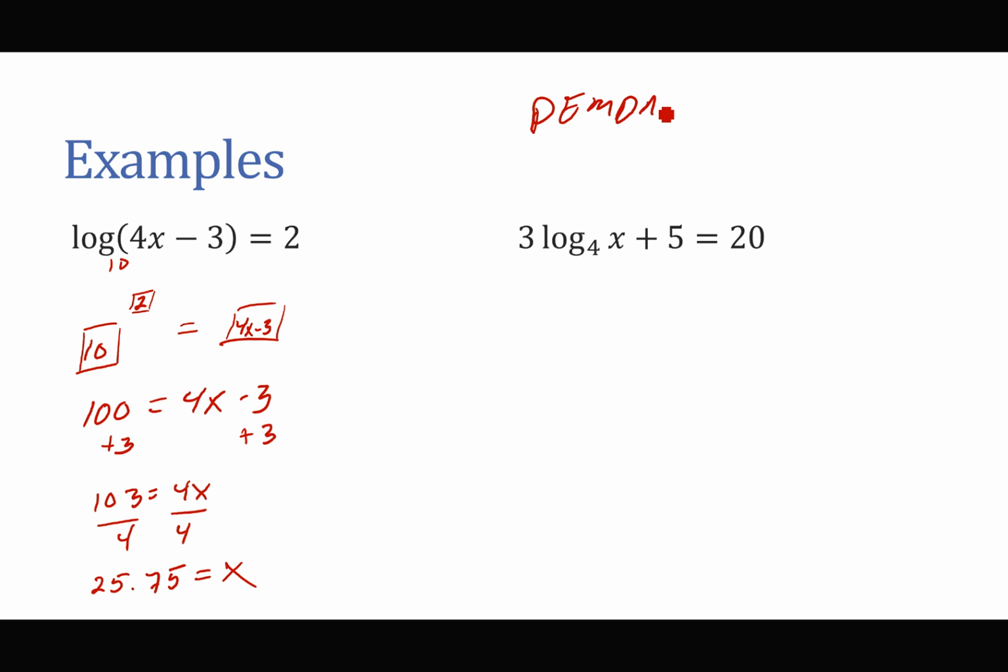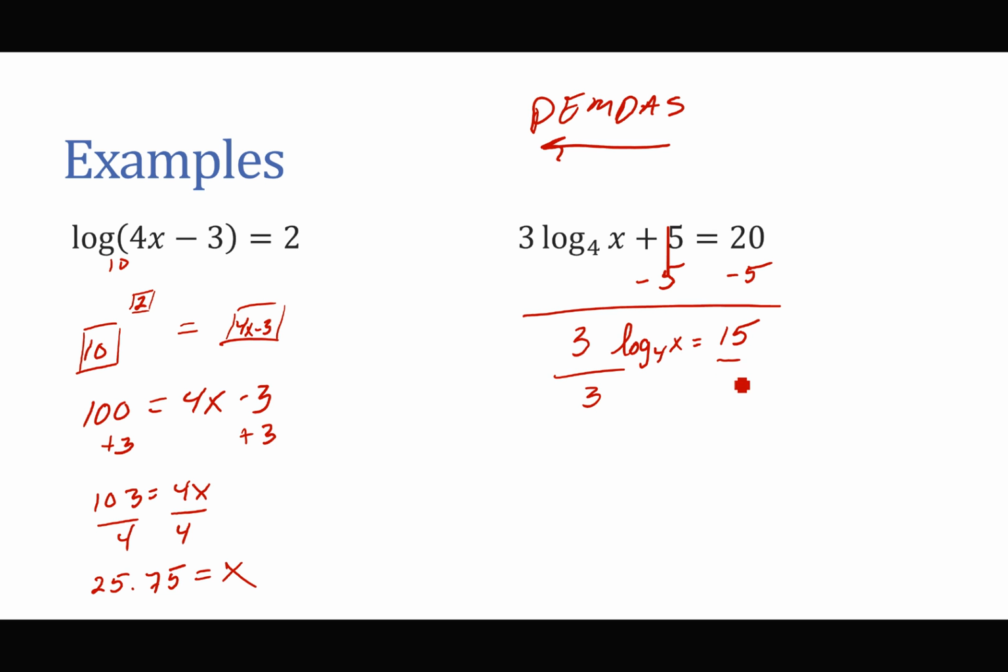All right, this one here on the right. Again, we're doing PEMDAS in the reverse order. I have 3 times log base 4 of x plus 5 equals 20. So what am I going to undo first? I have a multiplication and I have an addition going on. Well, there's no subtraction, so I'm going to undo the addition by subtraction. All right, so we have 3 log base 4 of x is now going to be equal to 15.